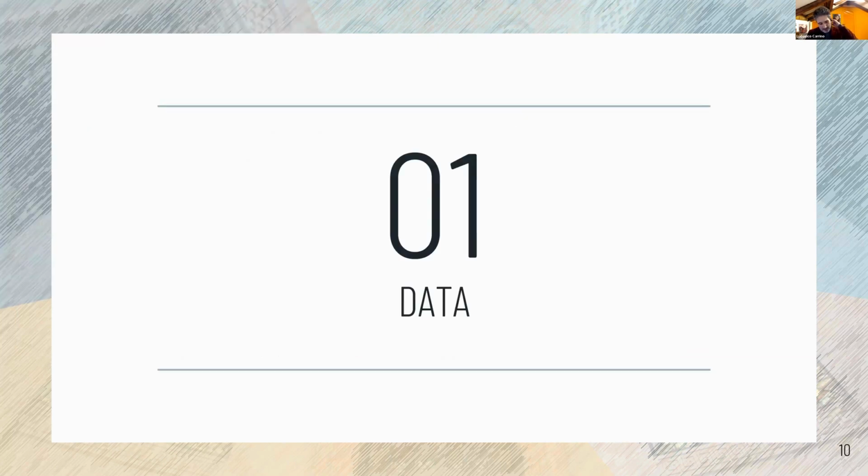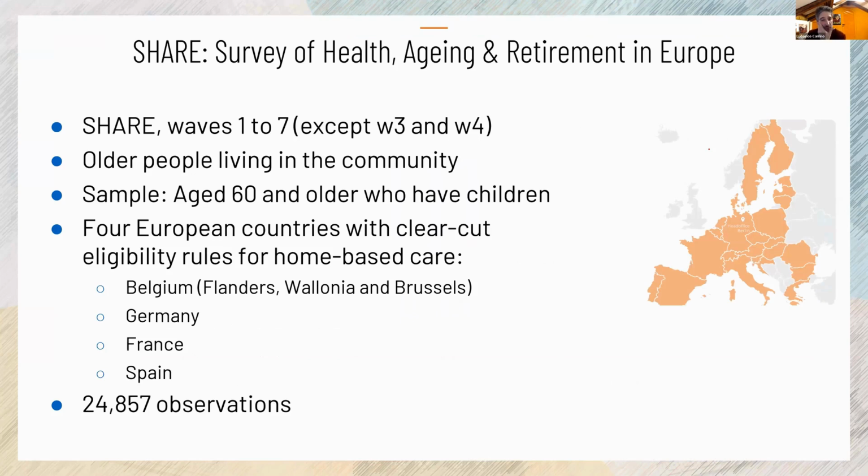The data we use is from the Survey of Health, Aging, and Retirement in Europe. We use waves 1 to 7 in this paper, which is already published. We focus on a sample of people aged 60 and older, and also restrict this sample to older people in the robustness sensitivity of this paper. We focus on 4 countries for empirical reasons that I'm going to outline later: Belgium, Germany, France, and Spain.